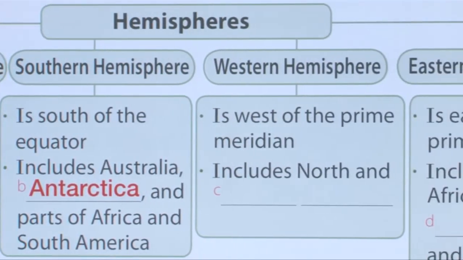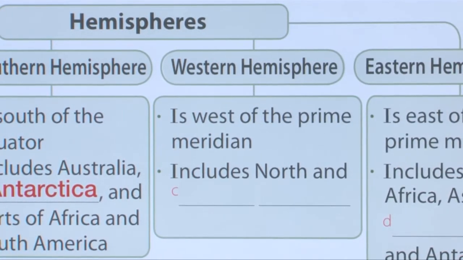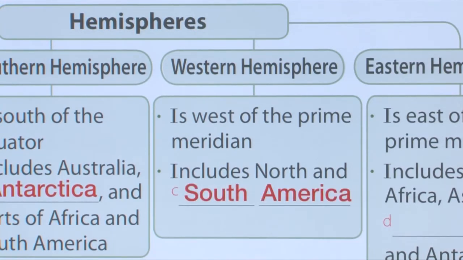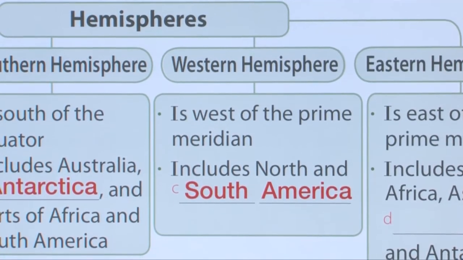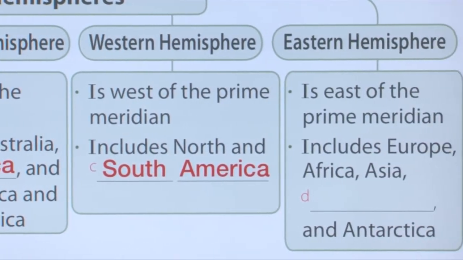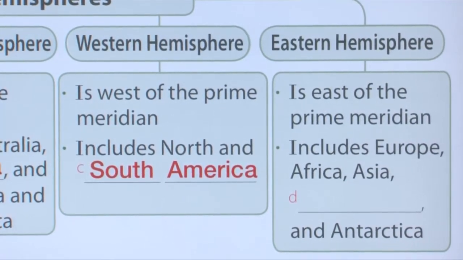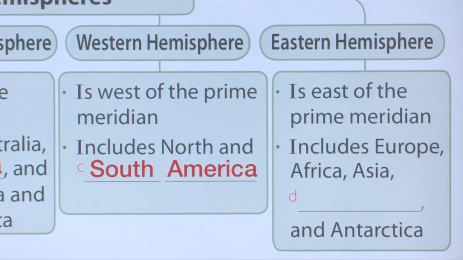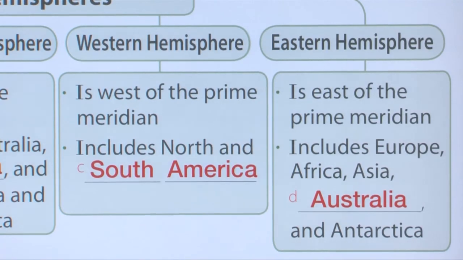Now, the western hemisphere is west of the prime meridian, and it includes north and blank blank. North and what? It is South America. North America and South America. And one more for the outline, eastern hemisphere. It is east of the prime meridian. It includes Europe, Africa, Asia, and blank. What do you think it includes? Right, Australia and Antarctica. Nice, that's really good. Okay, good job on those.